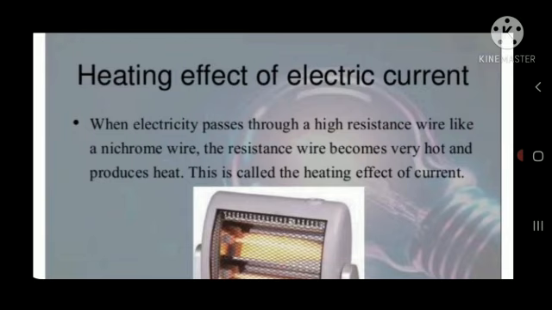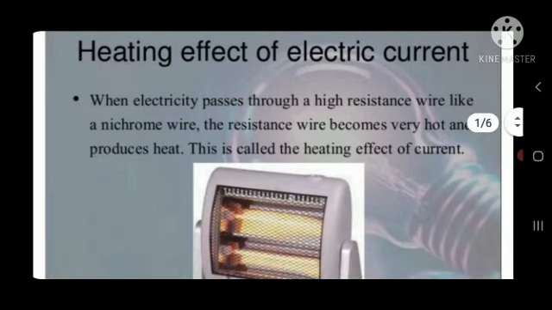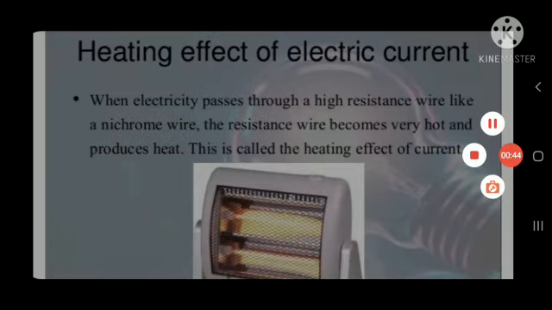In the previous class, we dealt with the combination of resistances, series combination as well as parallel combination. Today, we deal with the heating effect of current. When electricity passes through a high resistance wire like a nichrome wire, the resistance wire becomes very hot and produces heat, and this is called the heating effect of current.